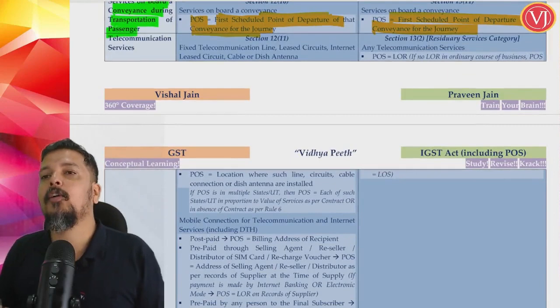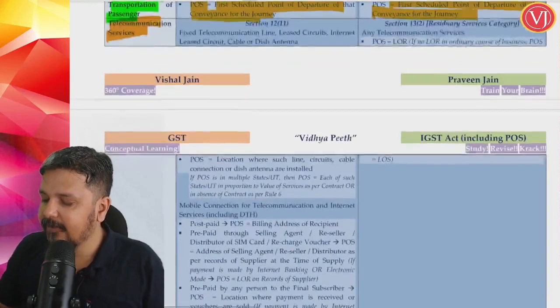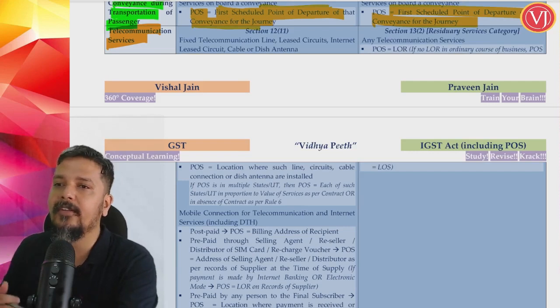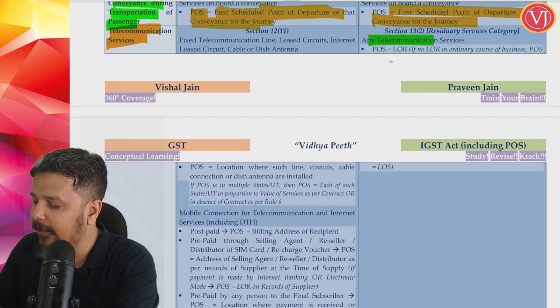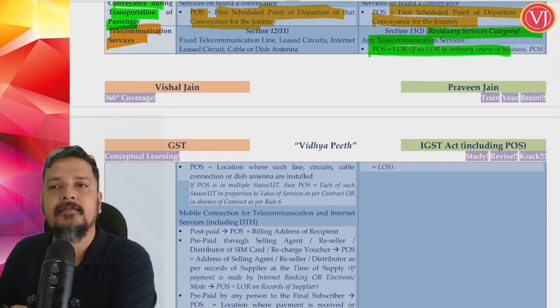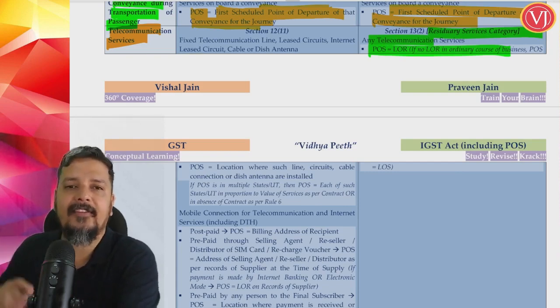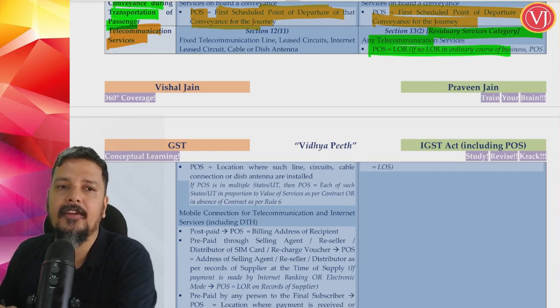Now, when you talk about the next category, telecommunication services. Please understand that the bifurcation of telecommunication services that we are going to discuss is given only in section 12. In section 13, it will go in the normal category. If LOS or LOR is outside India for your telecommunication services, be it your telephone connection, mobile phone connection or internet services, in section 13 it will go in the residual category, where place of supply is the location of recipient. If not available in the ordinary course of business, it is the location of supplier.